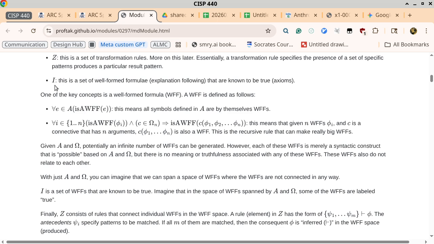It's a set of well-formed formulae that are known to be true. In other words, these are axiomatic. Do not ask me why it is true. So now you ask, what can potentially be in iota? It really depends on, quote unquote, reality, the reality that your propositional logic system is trying to model.